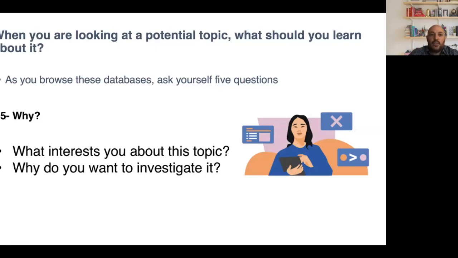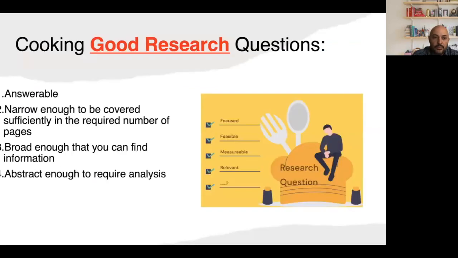Why is also very important. What interests you about this topic? Why is it very important to you? Why do you like to research those topics? This is very important, because why you want to research it makes you feel satisfied and happy with the research that you are doing and what you are eventually accomplishing, and that makes your audience happy. So, why are you doing that research?